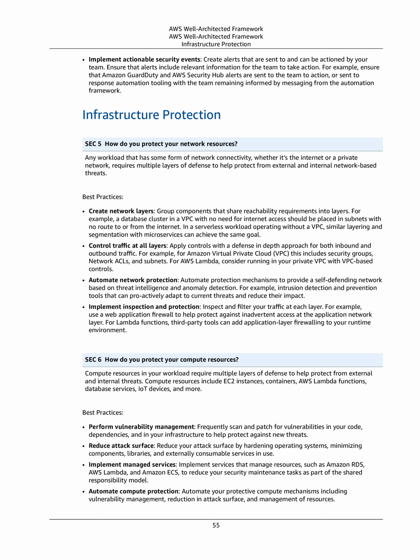Automate network protection. Automate protection mechanisms to provide a self-defending network based on threat intelligence and anomaly detection. For example, intrusion detection and prevention tools that can proactively adapt to current threats and reduce their impact. Implement inspection and protection. Inspect and filter your traffic at each layer. For example, use a web application firewall to help protect against inadvertent access at the application network layer. For Lambda functions, third-party tools can add application layer firewalling to your runtime environment.